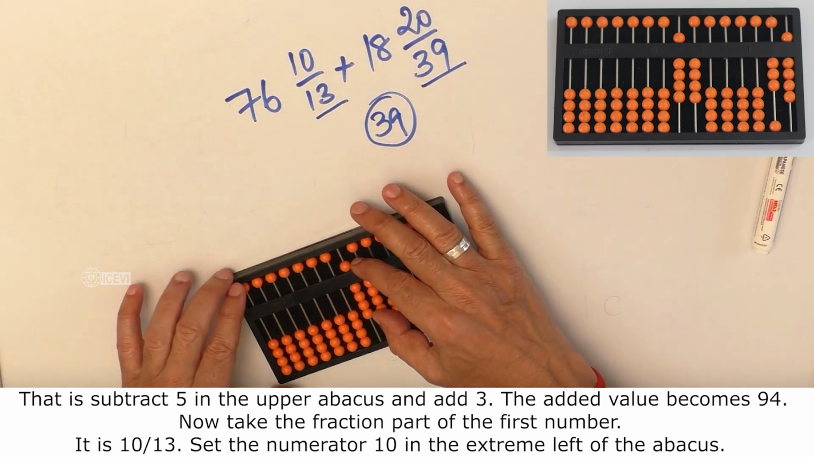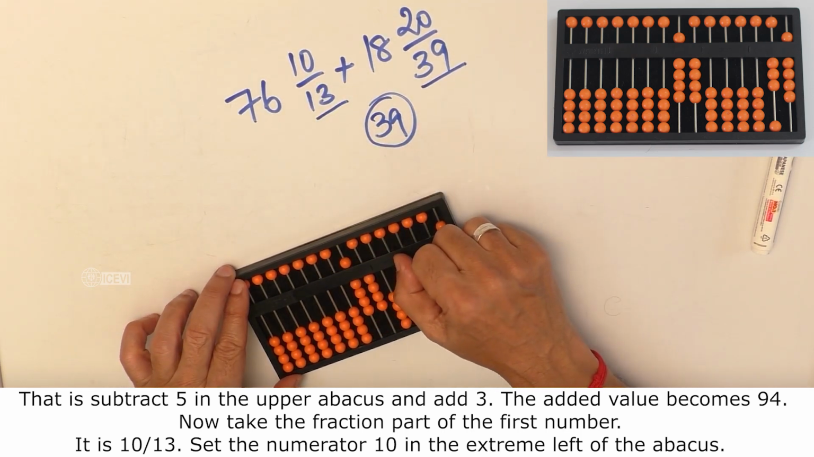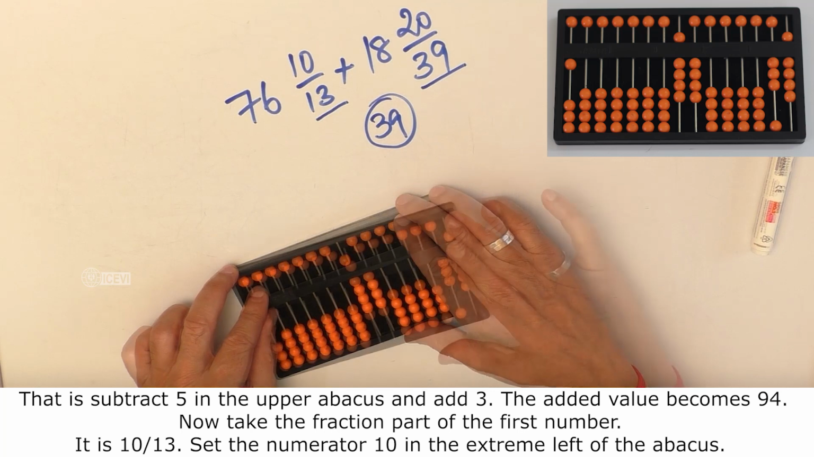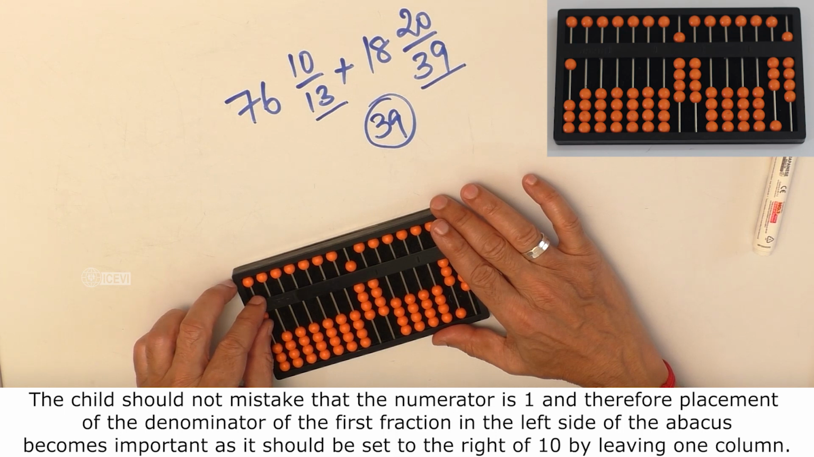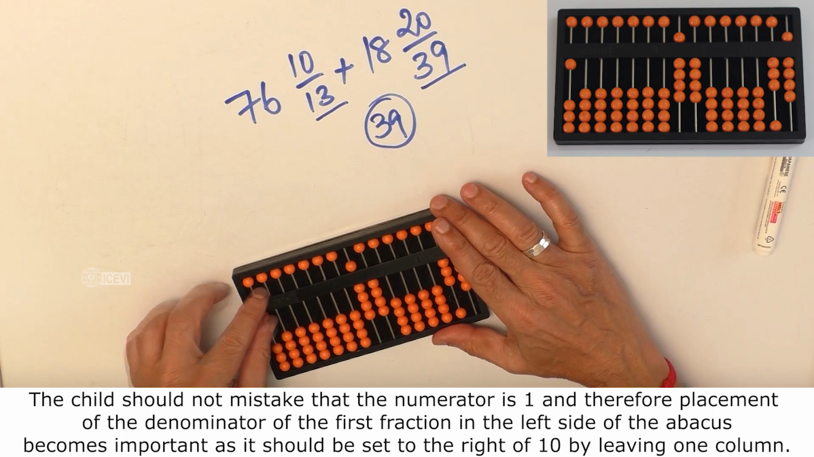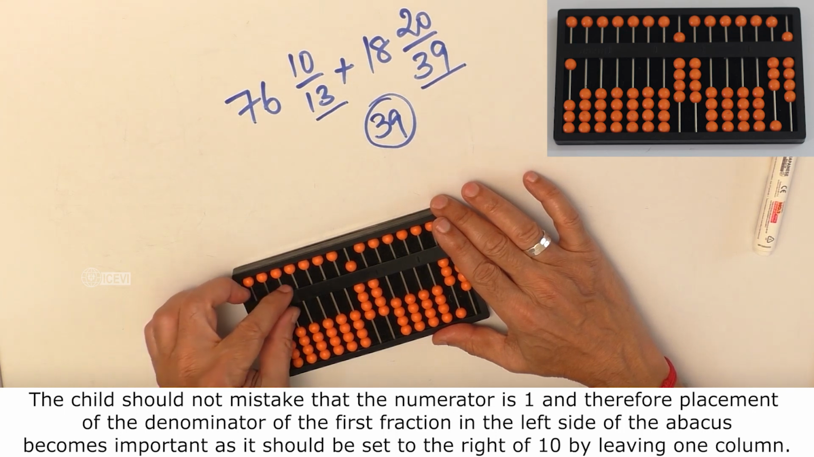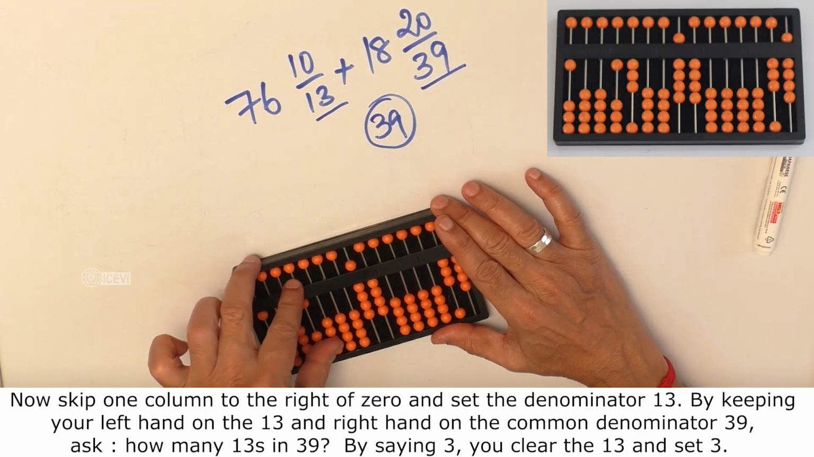Now take the fraction part of the first number, it is 10 by 13. Set the numerator 10 in the extreme left of the abacus. The child should not mistake that the numerator is 1, and therefore the placement of the denominator of the first fraction in the left side of the abacus becomes important, as it should be set to the right of 10 by leaving one column. Now skip one column to the right of 0 and set the denominator 13 there.